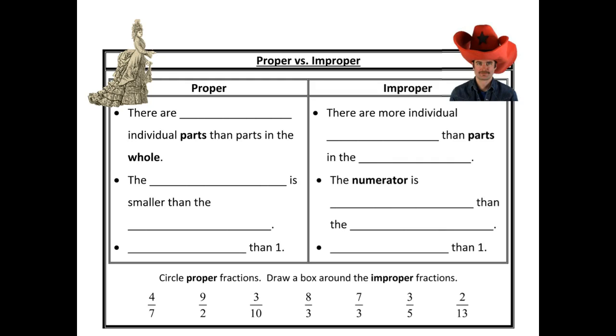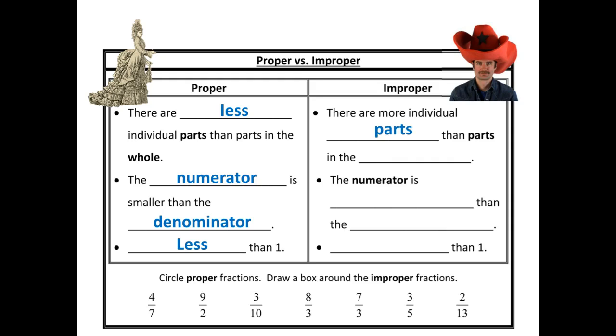Fractions fall into 2 separate categories, one being proper fractions and one being improper fractions. Let's look at proper fractions first. With proper fractions, there are fewer individual parts than parts in the whole. So if I have a denominator, so the number of parts my whole is broken into, if I have a denominator of 10, and I'm only looking at 3 of those individual parts, 3/10 is proper. In other words, the numerator is smaller than the denominator. These are less than 1. I have less than 1 whole.